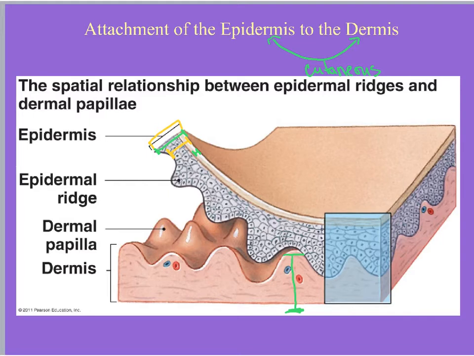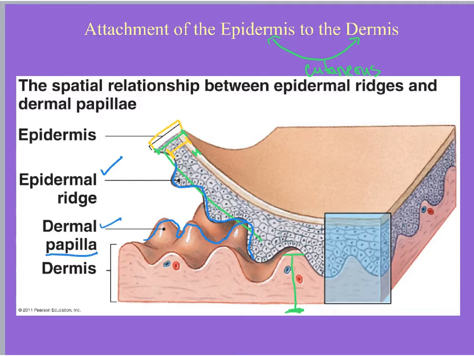So if we look real quick at how the epidermis is attached to the dermis, you don't see that the epidermis has a flat surface. Rather, it has these little ridges right here, almost like projections. Those are called epidermal ridges. And then if you look, the dermis has these little hills and valleys. And those are called dermal papillae.